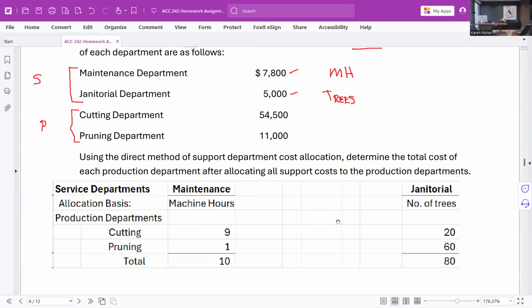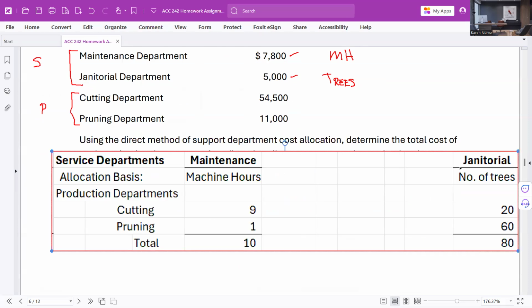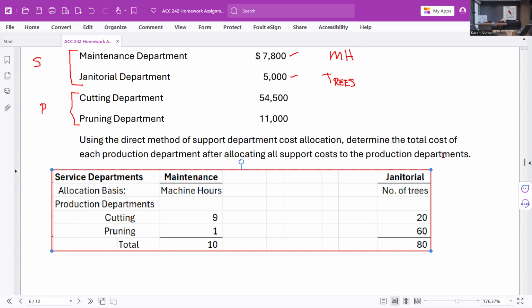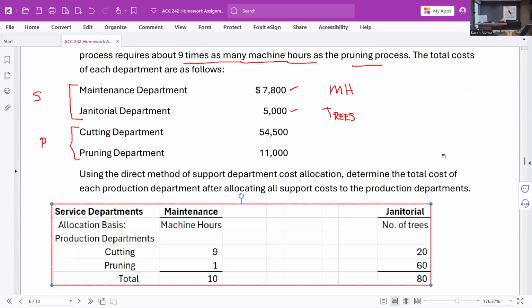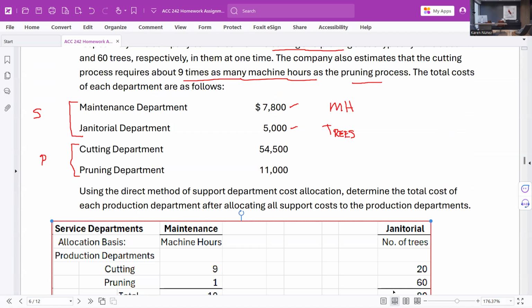Okay, so here is what I need. So we have this nice little table here where I try to summarize the information that we're given about these two departments. Let's start with the trees because that's the easiest thing to understand first. The company estimates that cutting and pruning will use 20 and 60 trees. That's how we're going to allocate the janitorial costs, based on the number of trees, 20 trees and 60 trees.